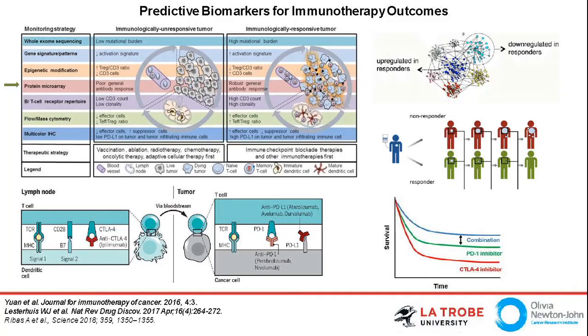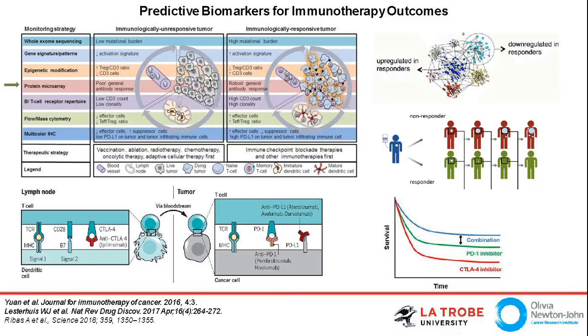So a lot of people in the immunotherapy setting talk about hot and cold tumors. And I really love that this paper back in 2016 by Yuan et al. actually listed antibody responses as one of the key factors to distinguish between an immunologically unresponsive or cold tumor from an immunologically responsive one or hot tumor. So a hot tumor is known to have a lot of immune cell infiltrates, but also a robust general antibody response. And to sweeten it even further, they actually specify protein microarrays here as the monitoring strategy, which is fantastic.